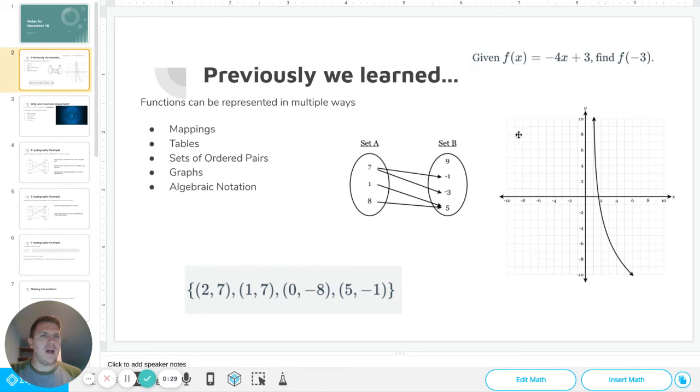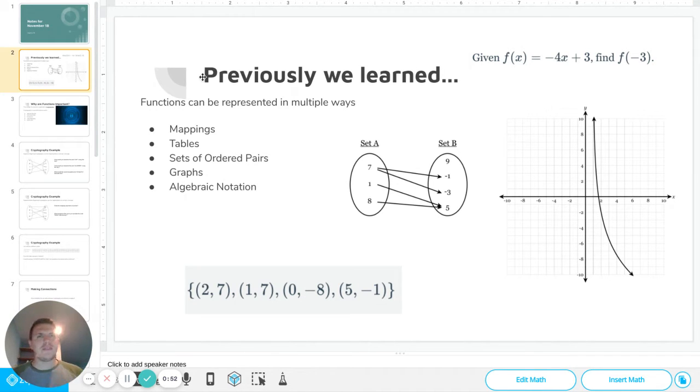Graphs, once again, we put a plot of points on a graph, or sometimes they form a curve. We'll get into that later on this unit, next unit. Or we could write it as this new way of looking at it, where we have a given function, f of x, and it's equal to this. Find what happens when we replace x with -3. Those are all ways we can numerically look at functions.